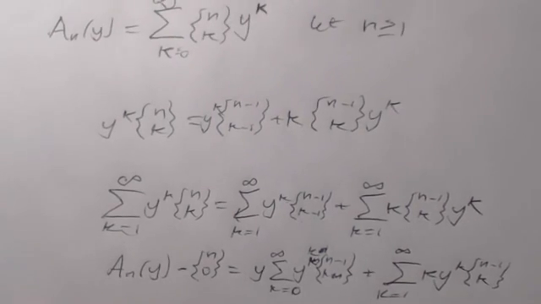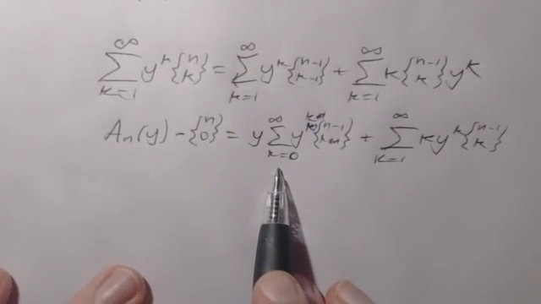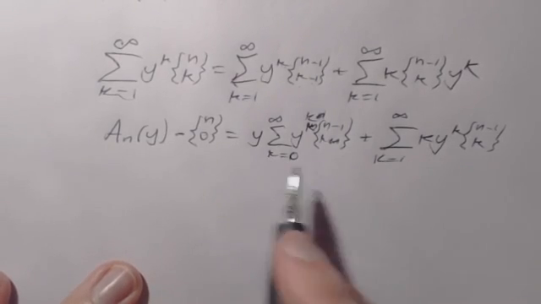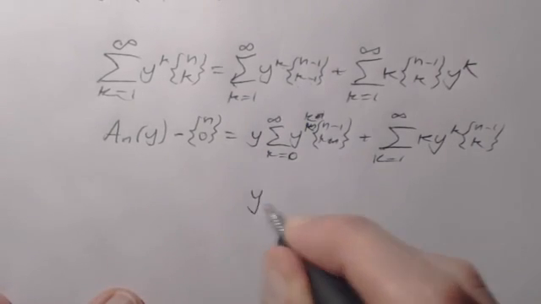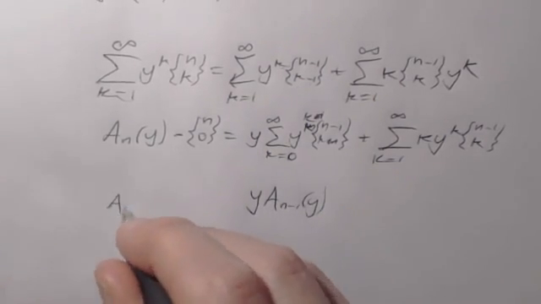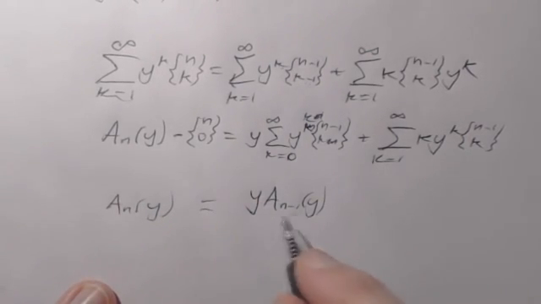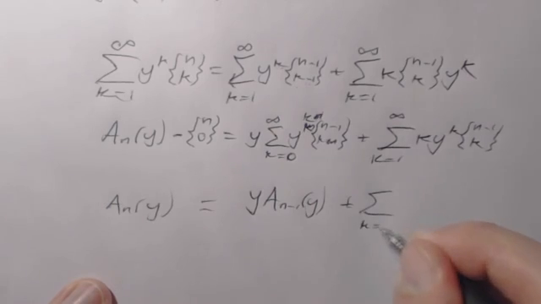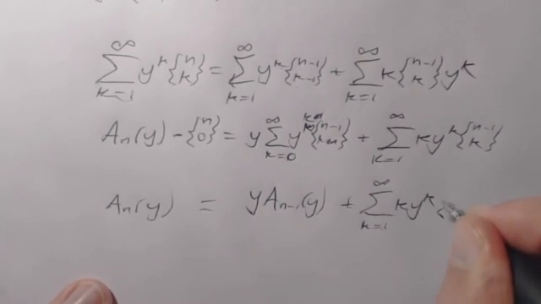And here we have this. This is going to be related to the derivative, isn't it? So what's this bit here? This one here is y times a n minus 1 of y. So a n of y, and if n is greater than or equal to 1, this is equal to y a n minus 1 of y plus this sum here, which we'll need to think about.